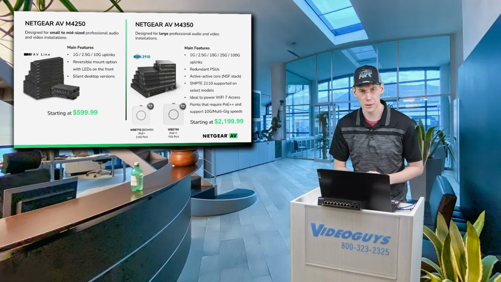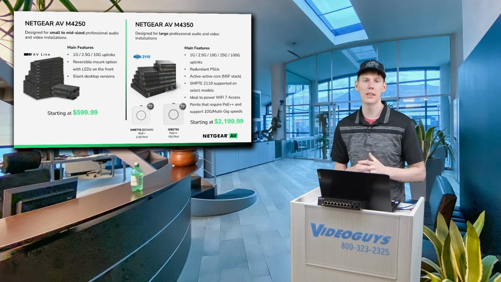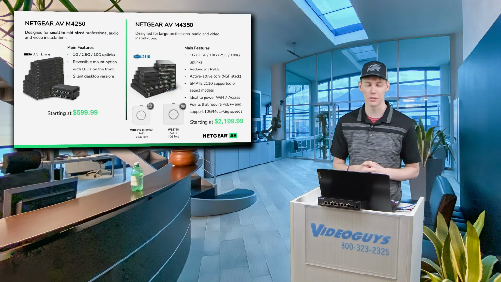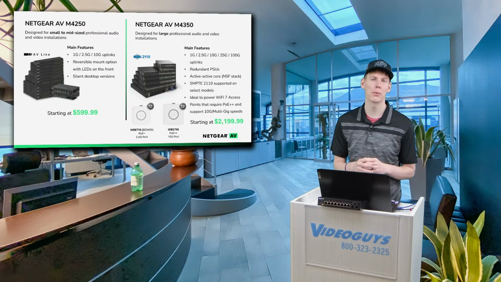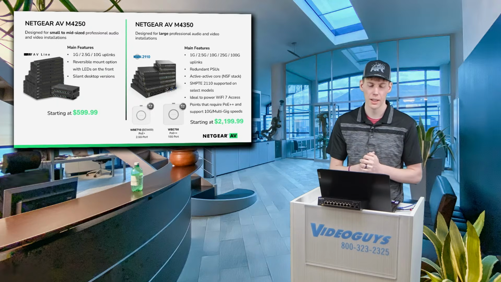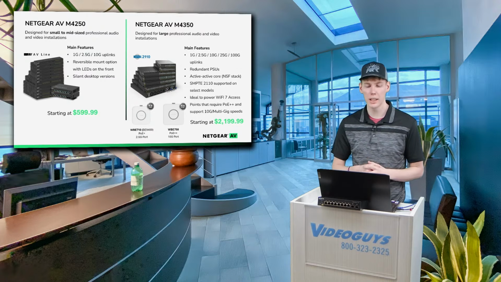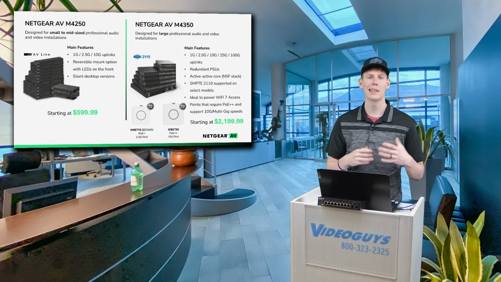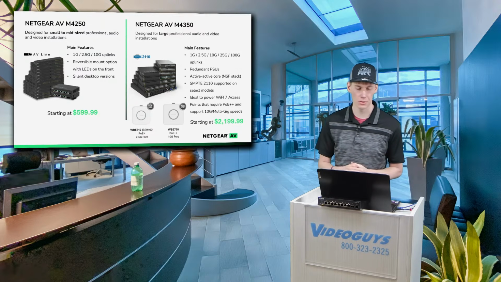Now let's talk about some of the differences between the M4250s and the M4350s switches. The M4250 switches are designed for those smaller studios where you don't need to get over more than like 5 or 6 cameras. You can go up to like 20 or 24 ports in the M4250 line. Primarily, your ports are going to be 1 gig, but they do have 2.5 gig and 10 gig ports available to be able to daisy chain switches together.